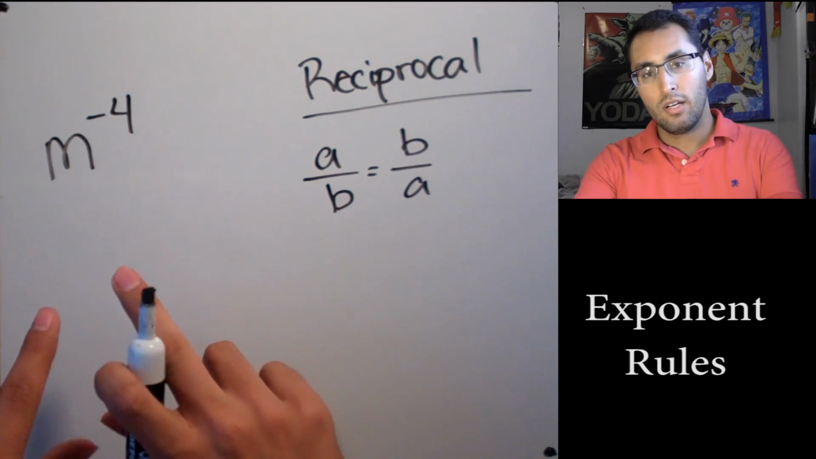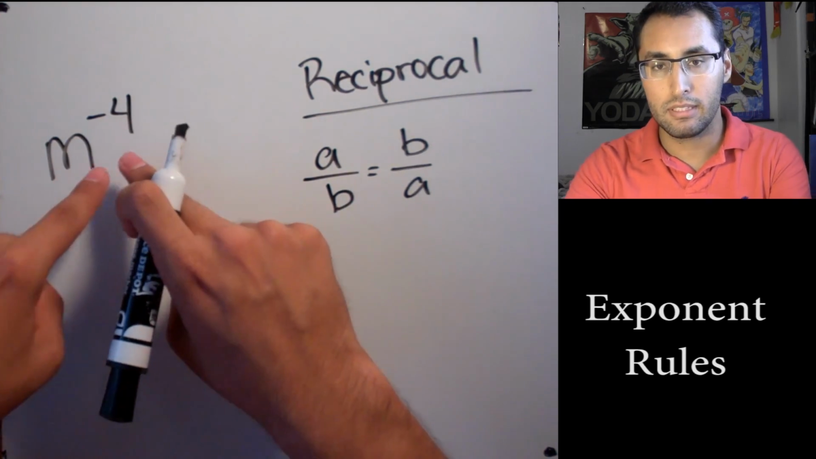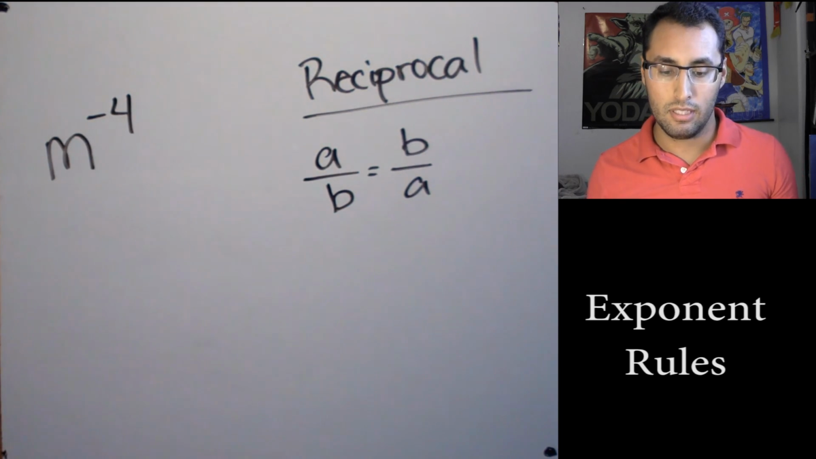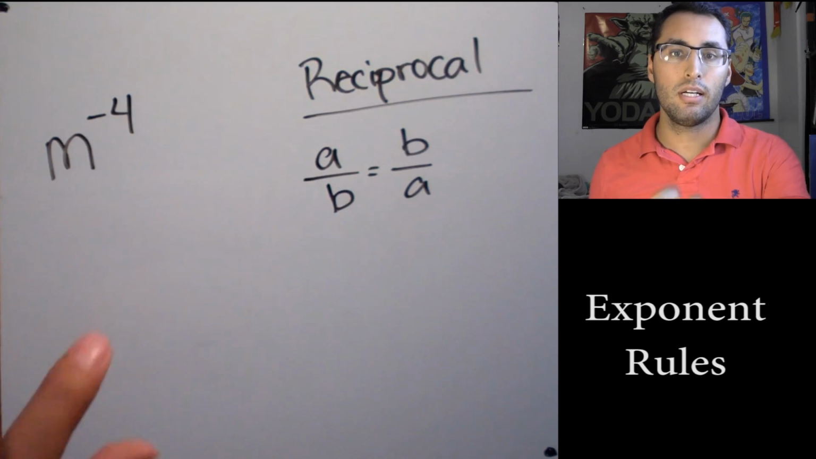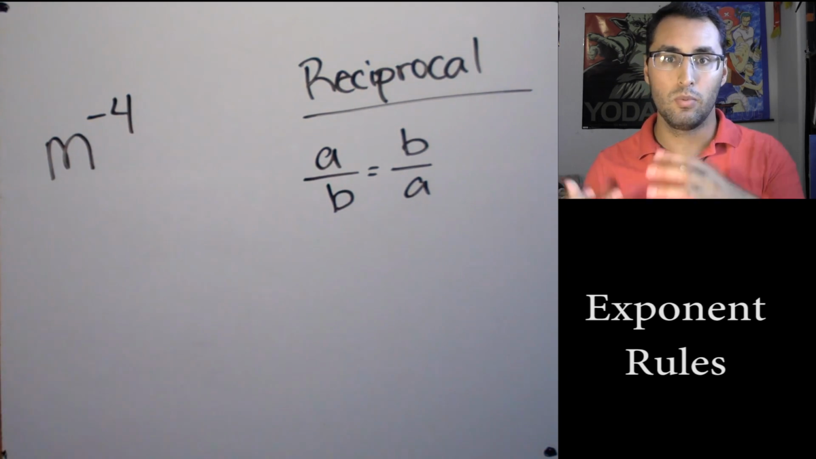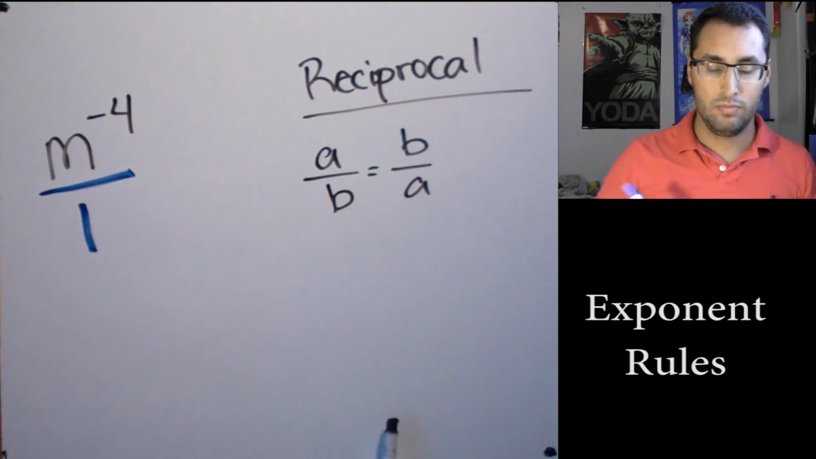Alright, so let's apply that to this. Well, m raised to the negative 4th, we need to make this into a fraction. I don't see one. Whenever you have something that's not a fraction, an integer, a decimal, whatever, you make it into a fraction by putting it over 1.